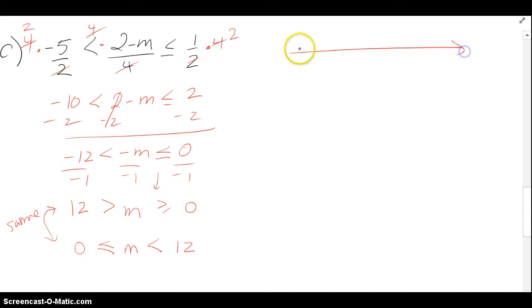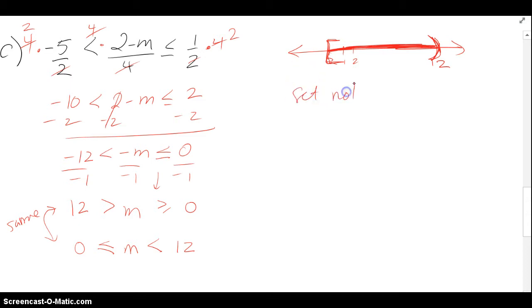Now graphing this, remember, is fairly easy. Say 12 is somewhere down here. m is trapped between 0 and 12, so I start at 0 and I go all the way to 12. At 0, there's an equal sign, it's included. 0 is part of my solution, so I use a bracket. At 12, I use parentheses, leave it open, because 12 is not part of my solution.